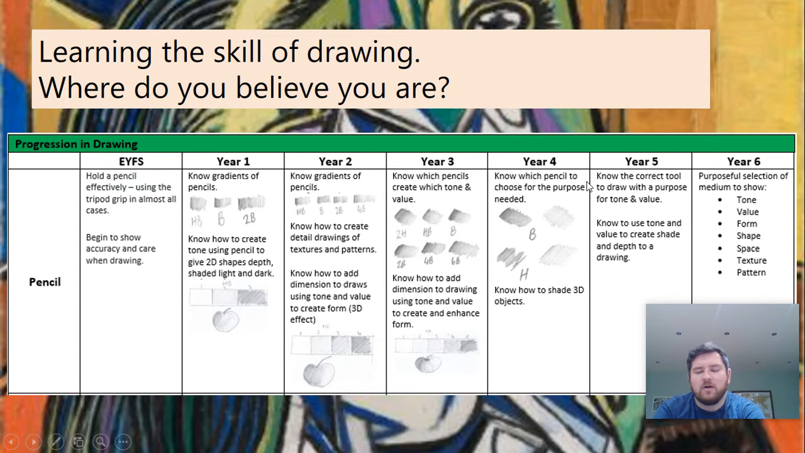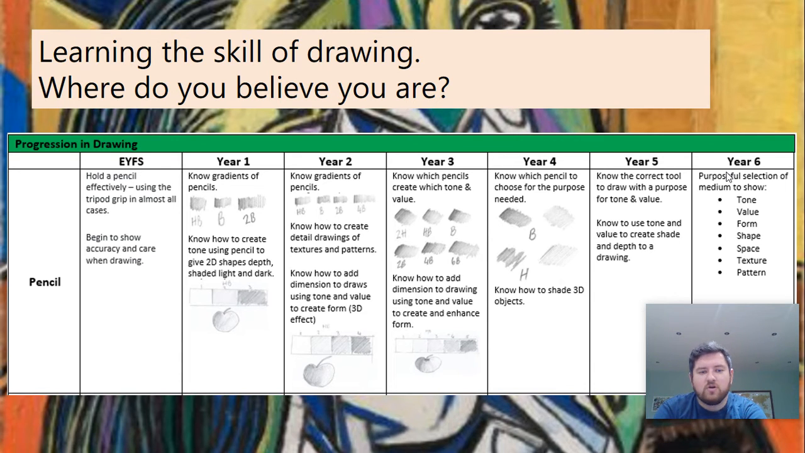So this is where you are now making an artistic decision in year 4. Which pencil should you use? How is that going to impact on my work? In year 5, know the correct tool, purpose, tone, value. And then in year 6, making selections, and that's where we want to aim to be. Now, some of you might think, I don't know, I'm not even sure about some of the different shading techniques, and that's fine. But we're building towards this, and what we want, and this is where the difference comes in year 5 and 6, is you making decisions.